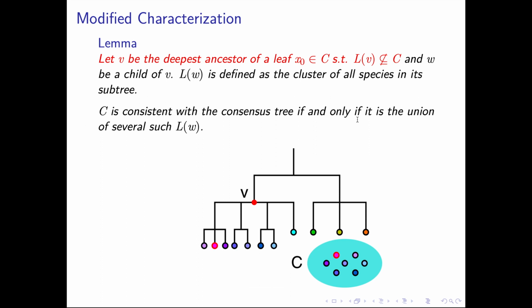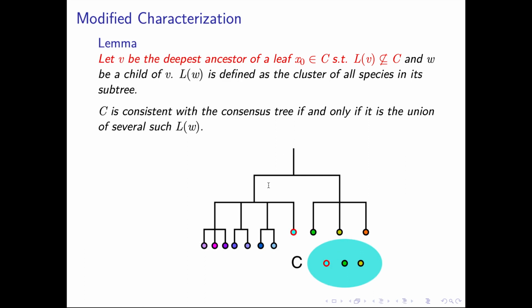So if the cluster is consistent with our consensus tree, the node V defined this way actually coincides with the LCA. For example, in this figure, we first pick a leaf node x0, which is the node marked in red. The cluster of its first ancestor is a subset of C, so it does not satisfy the requirement. But the cluster of its second ancestor is not a subset of C, because this leaf is not contained in C. So this is exactly node V. As we can see, it coincides with the LCA of C on the consensus tree.